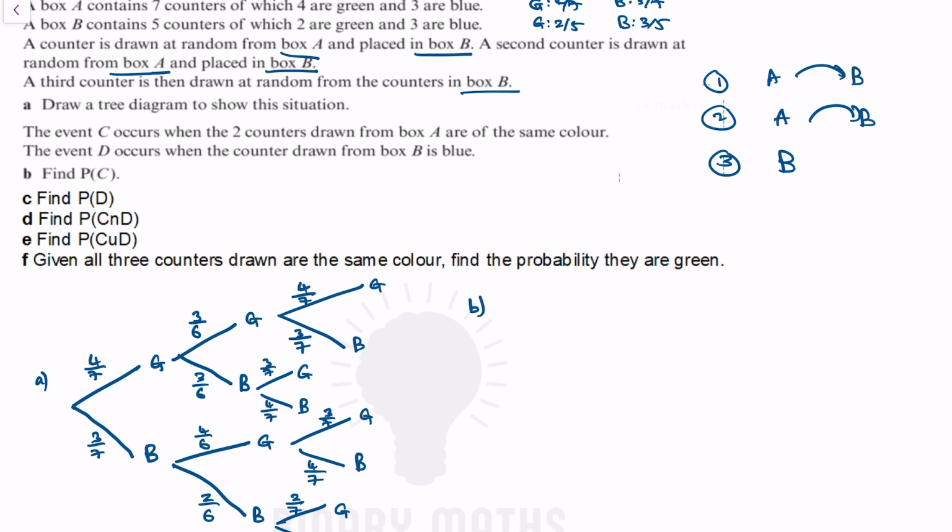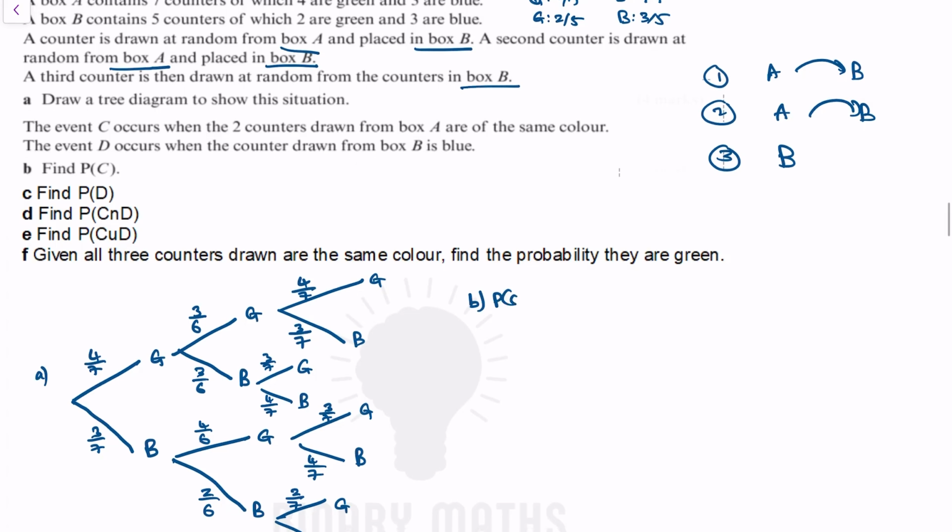Part B. The event C occurs when 2 counters drawn from box A are of the same color. The event D occurs when the counter drawn from box B is blue. Find probability of C. So probability of C is when you draw 2 counters from box A that are of the same color. So that means we get green, green, or blue, blue. So it'd be probability of green, green, plus probability of blue, blue, which is equal to 4/7 times 3/6 plus 3/7 times 2/6, which means we end up getting 3/7.